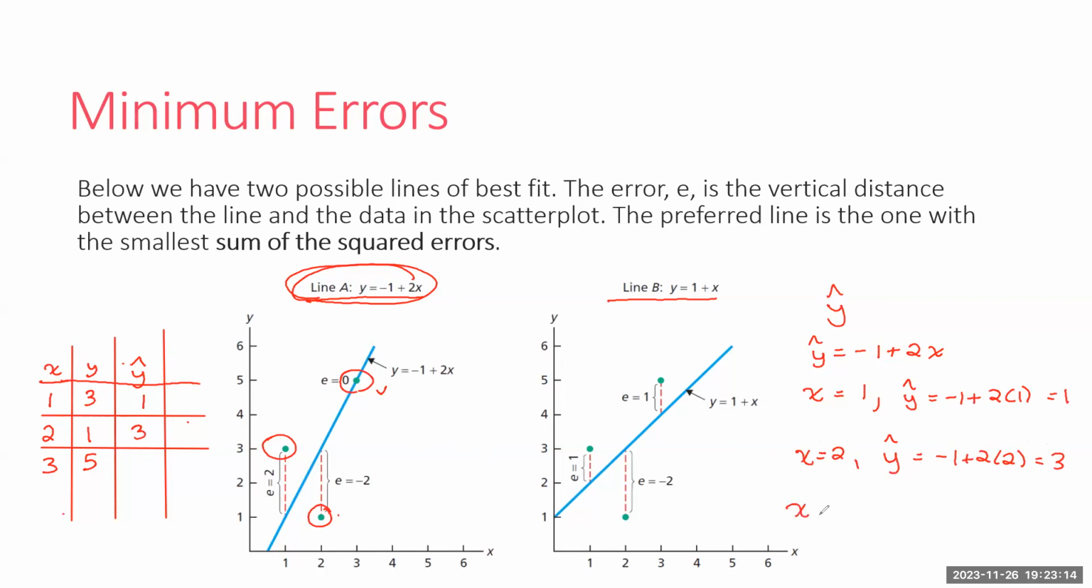Then I'm going to have my x of 3. I'm just using the points I had over here. And if x is 3, my equation is saying that I expect y should be 5.